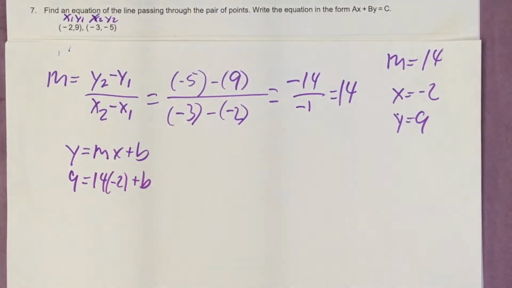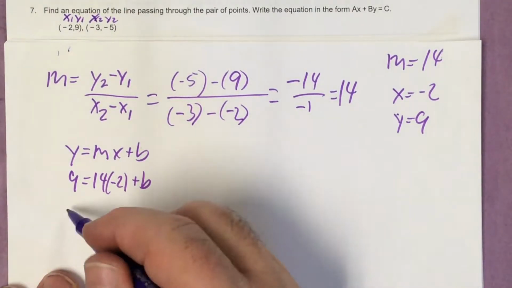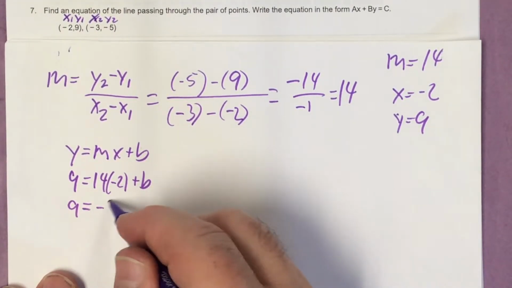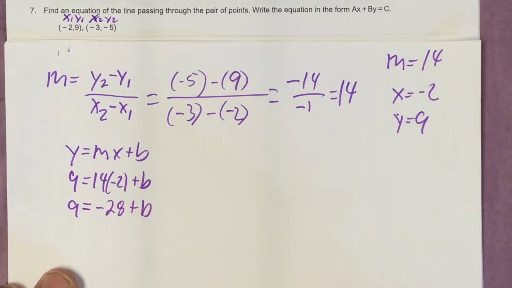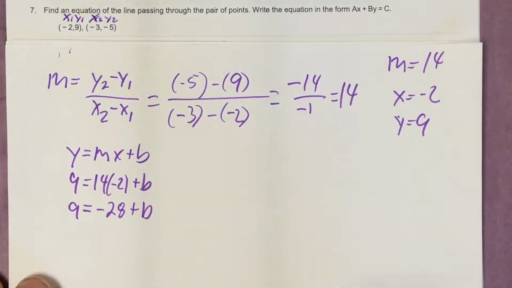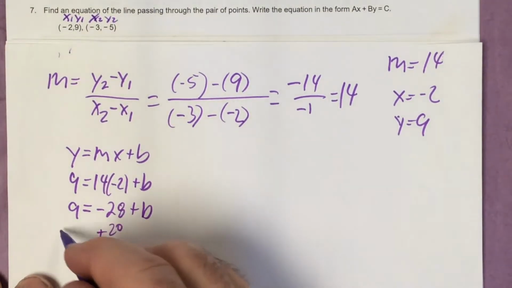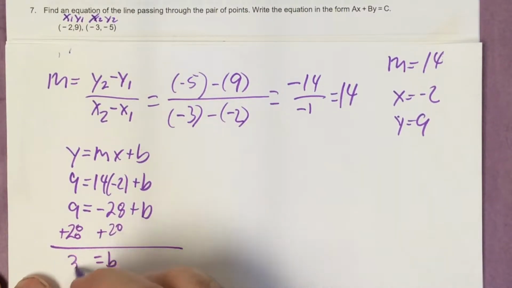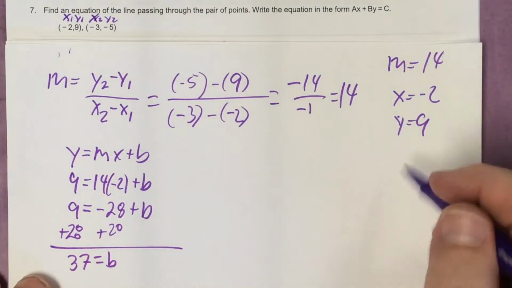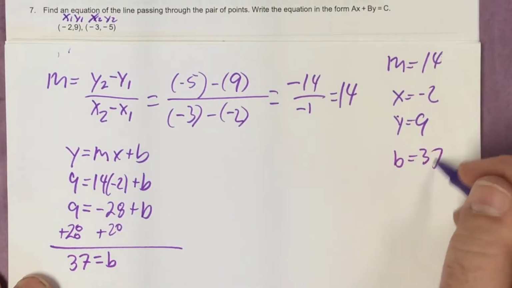And now, remember, we're trying to find b. So we're trying to find the equation of this line in slope-intercept form. So let's give me 9 is equal to negative 28 plus b. And then if I go ahead and add 28, or move it to the other side, we should get b is equal to 37. So now we know what b is for this line.